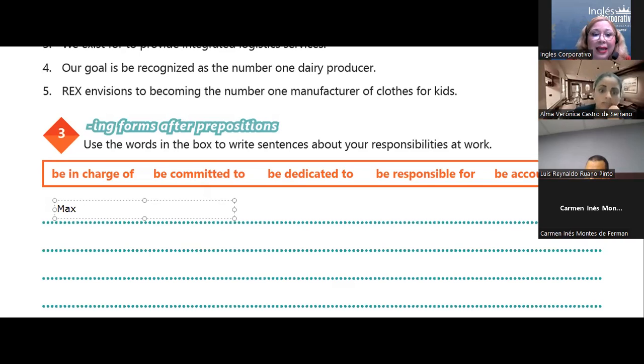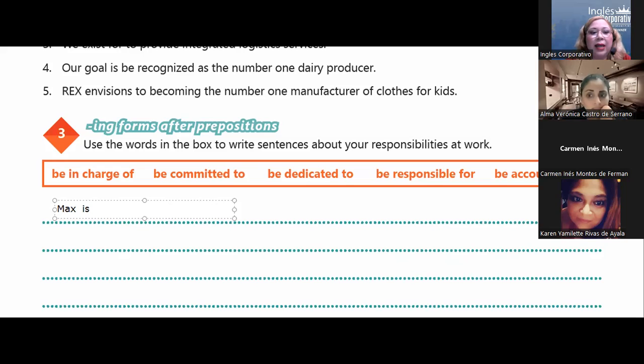¿Cuál sería el verbo en este caso? En este caso, el verbo principal es be, ¿ok? Lo tengo que conjugar. Si Max es una tercera persona, la forma del be sería is. Ya no usamos be porque ya está conjugado, right? Y decimos in charge of, right? Ya no ponemos be ahí. Max is in charge of.